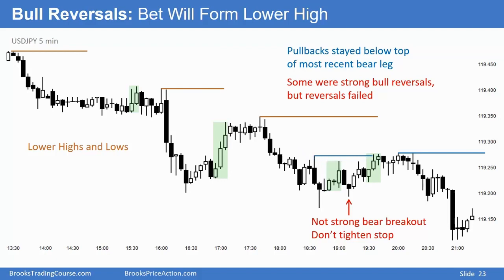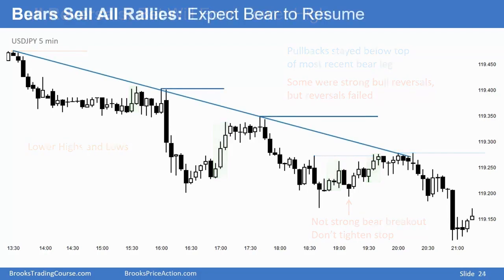If the bears do put their stop just above this bar and they get stopped out here, they'll look to sell a reversal down, either below either of these bars or below here, betting that the rally does not look strong. It looks more like either a bull leg in a trading range or a bull leg that becomes a bear flag.